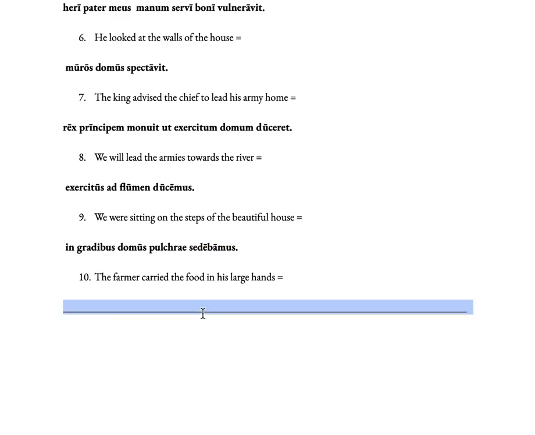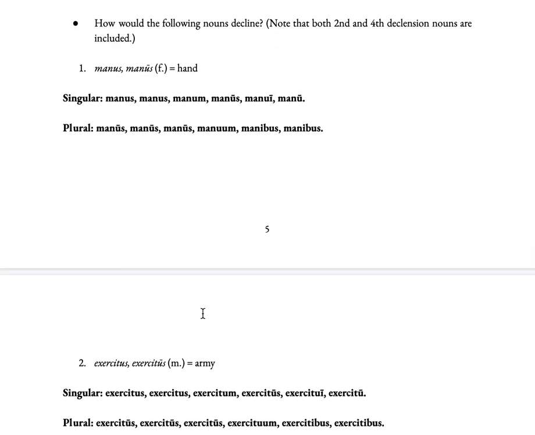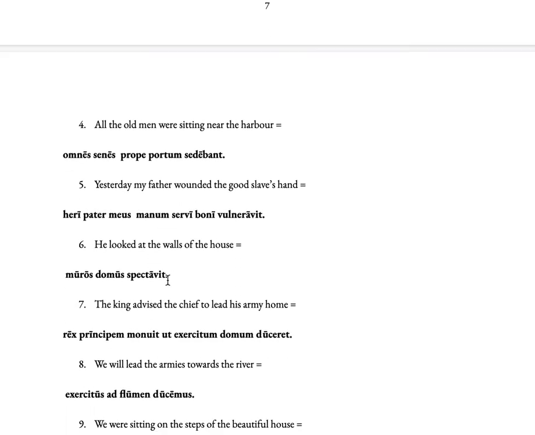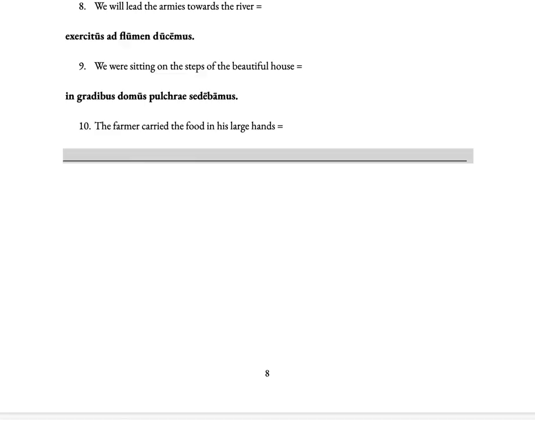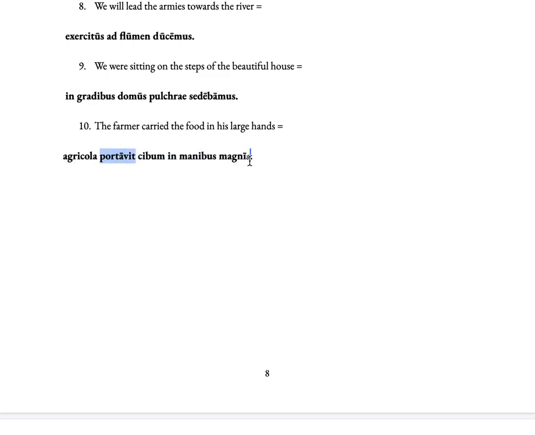And then we have number 10, the farmer carried the food. Okay, so the farmer is agricola, carried is portavit, or if you want, tulit, and then food is cibum, in his large hands. Okay, so in manibus. And again, you want to check the gender of manus. You see here it's feminine. So in manibus, so now we want magnus in the feminine ablative plural, which is magnis. Okay. So again, let's move portavit to the end. And again, here you could put magnis before manibus if you want. Sometimes adjectives of size or quantity go before the noun, but it doesn't really matter. So that would be sentence 10.